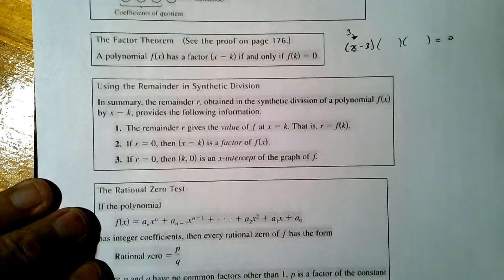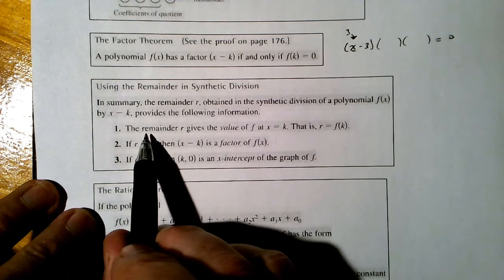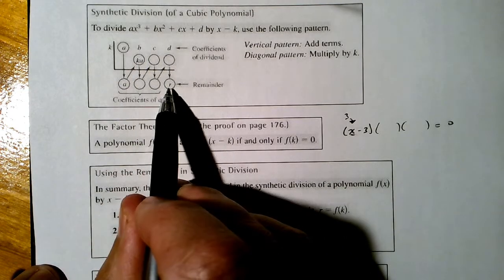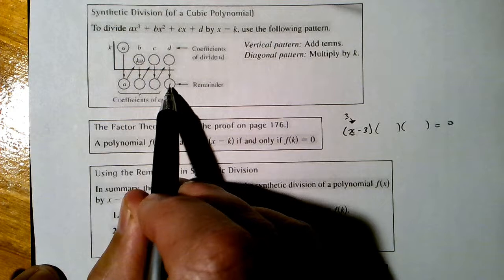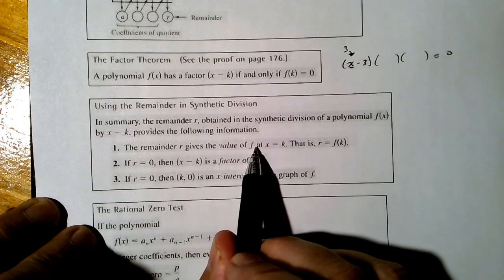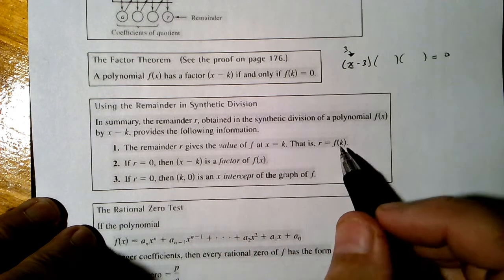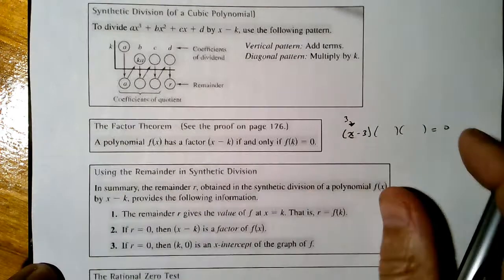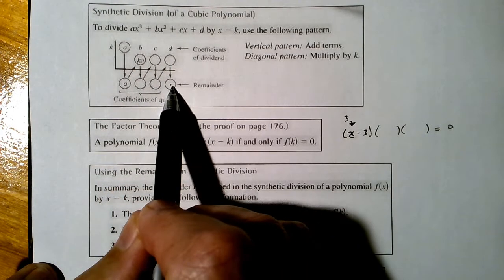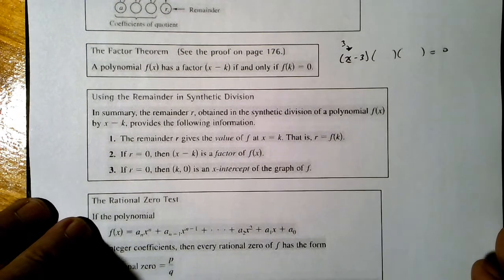And the remainder theorem in synthetic division says if we go through whatever this synthetic division process is, which will make sense when you see it, we end up with the remainder here. The remainder r gives the value of f at x equals k. That is, if k is 7 and I run 7 through this process, the remainder I get here is what f of 7 is. And that's all it's saying.